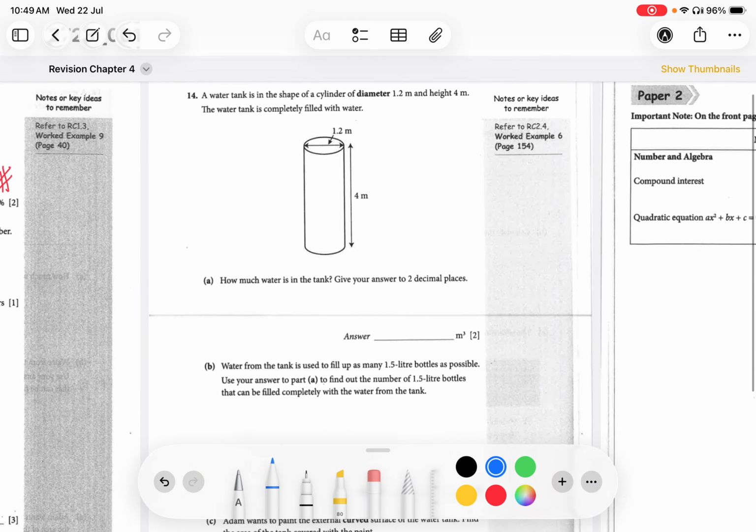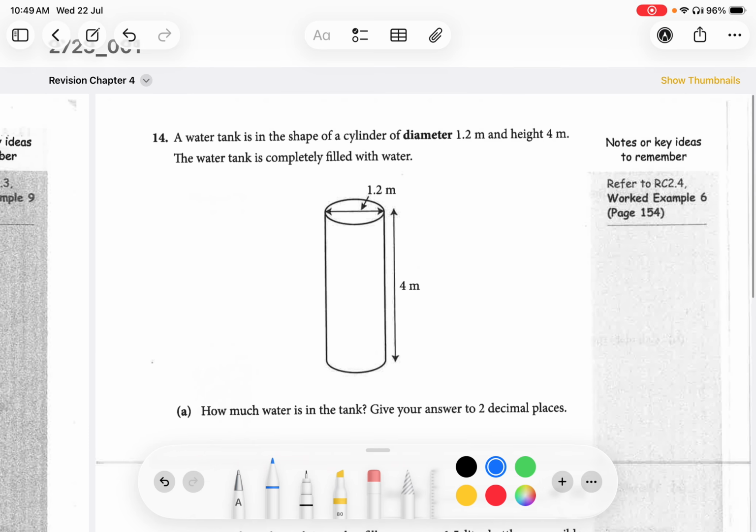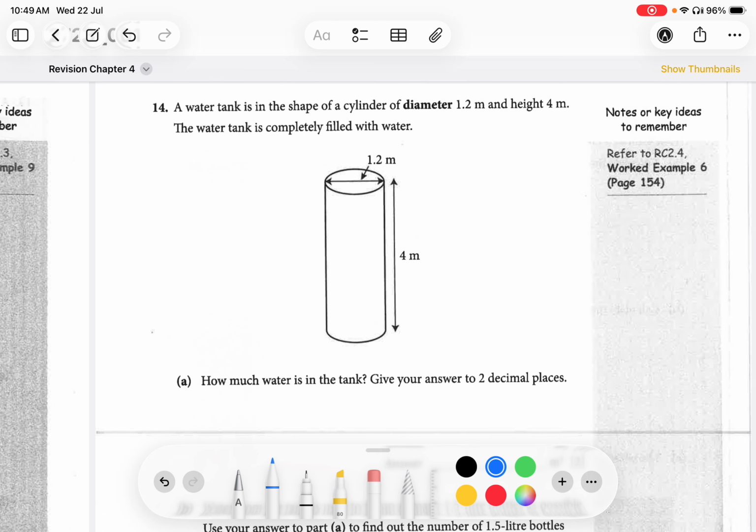Okay, the last one. Here. A water tank in the shape of a cylinder, diameter 1.2 and height 1.54 meters. Find the volume of water in the tank when completely full. So this is the diameter. What is the radius? It is the diameter divided by 2, 0.6 meter. The radius is half of this, 0.6 meter. How much water is in the tank?